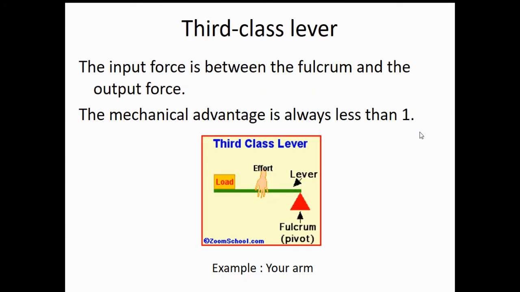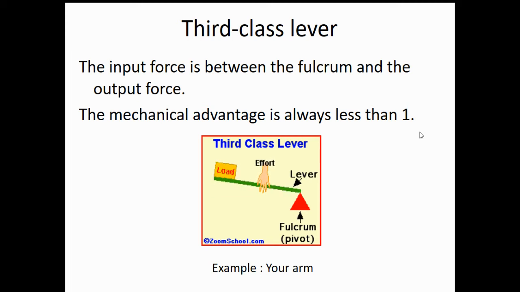All right, so let's go to our third class lever. For a third class lever, the weight that you are trying to move is farther away from the fulcrum than the effort, the force that you're trying to use. So the effort, the force that you're trying to use to lift the weight, is between that weight and the pivot point. Now, because it's always between the load, or the weight, and the fulcrum, the mechanical advantage is always less than 1. Now, your arm is a very good example of a third class lever.